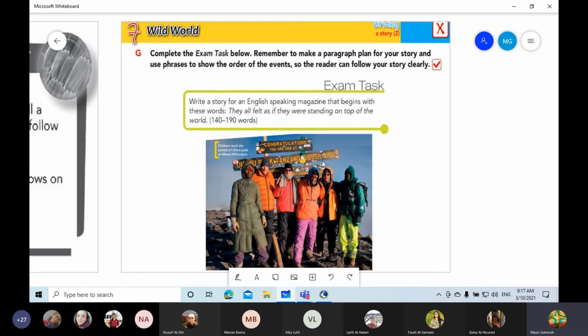They all, who are they? The people who are in the picture. They all felt as if they were standing on top of the world. If I see this sentence, I can imagine what is happening there. I can see that they are standing on top of something. I can see that they are wearing certain clothes and have certain materials, items, stuff. So I can take into consideration what I see in my photo in order to write a good sequencing story, or good sequencing of events.